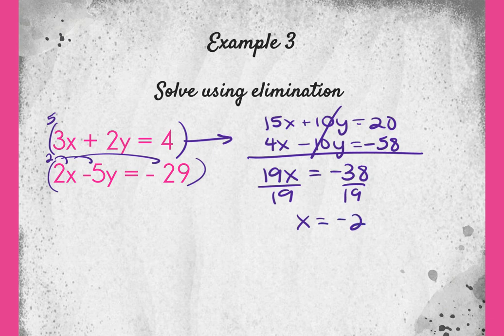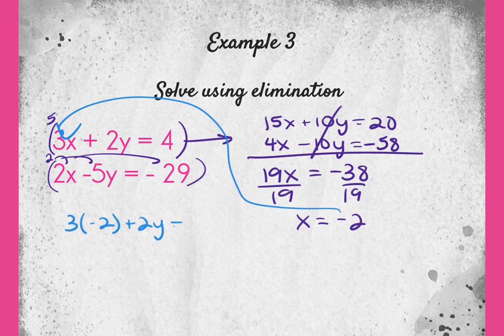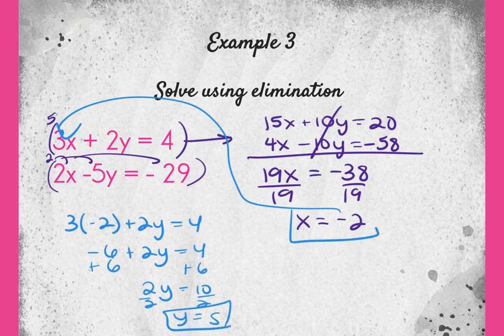Now, I want to plug them back in. And again, one of the original ones is the better option because we changed them, but we could plug it back into either original. So I'm going to plug it back into the top. 3 times negative 2 plus 2y equals 4. Negative 6 plus 2y equals 4. Add the 6. 2y equals 10. Divide by 2. y equals 5. So y equals 5, x equals negative 2.